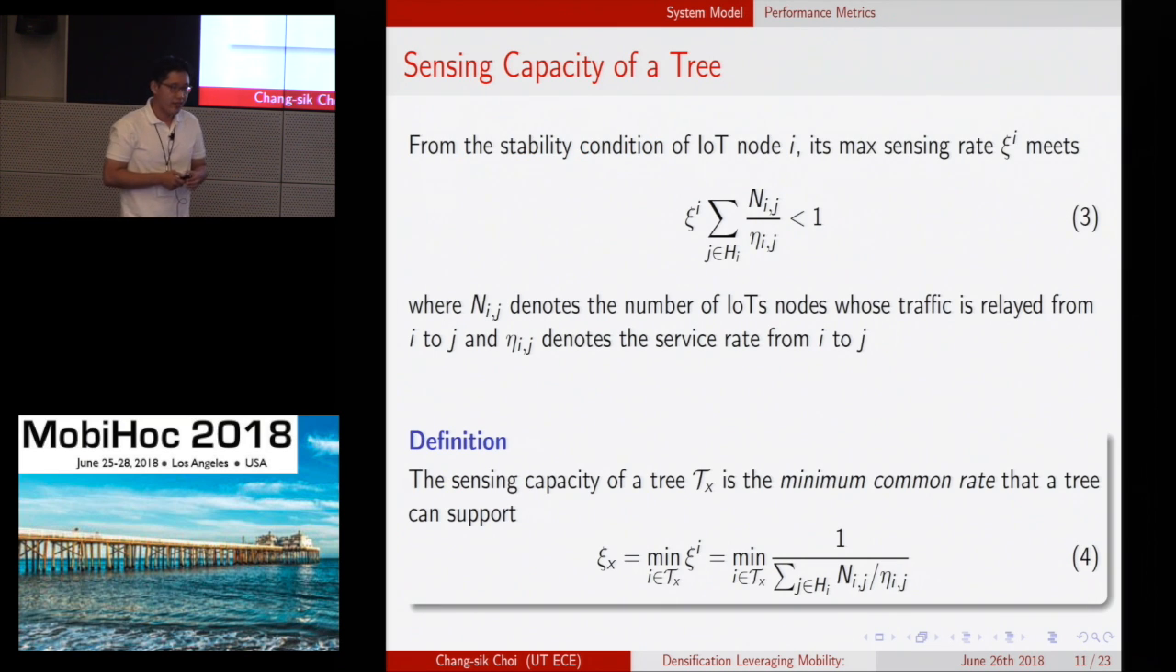And using the service rate, we have our performance metrics. We have sensing capacity and harvesting capacity. The sensing capacity is defined by this formula, and this is simply obtained from the stability condition of the queueing network. Based on the stability condition of IoT node I, its maximum sensing rate, lambda I, should be this formula, where N sub IJ denotes the number of IoT nodes whose traffic is relayed from node I to node J, and mu sub IJ denotes the service rate from node I to node J. And the sensing capacity is the minimum of the maximum sensing rates given by this equation over the tree. So it is defined by the minimum common rate that the tree can support.